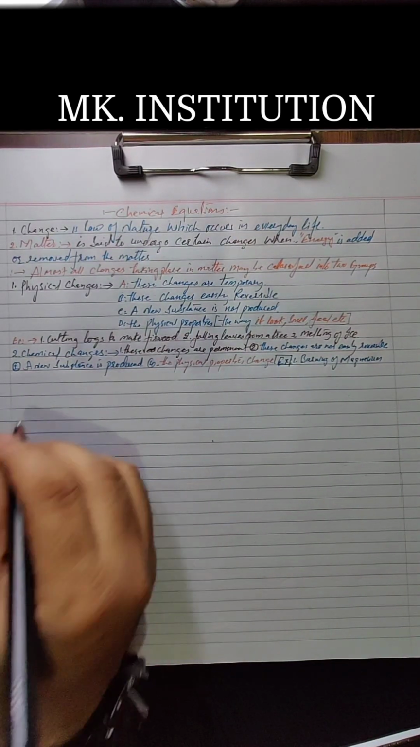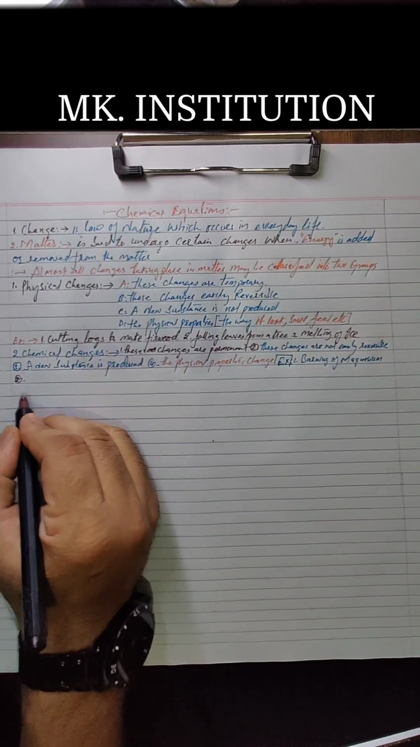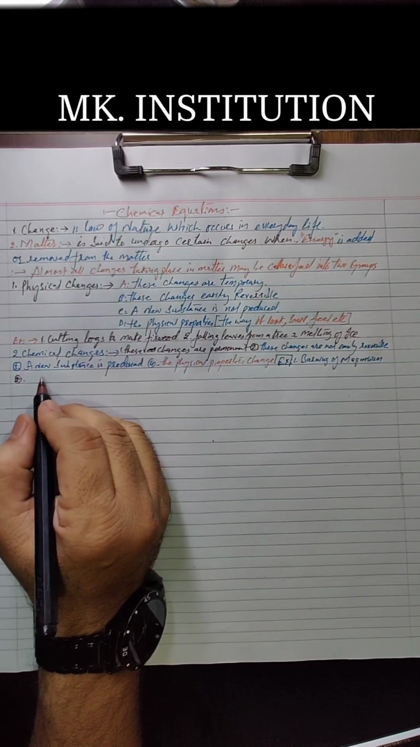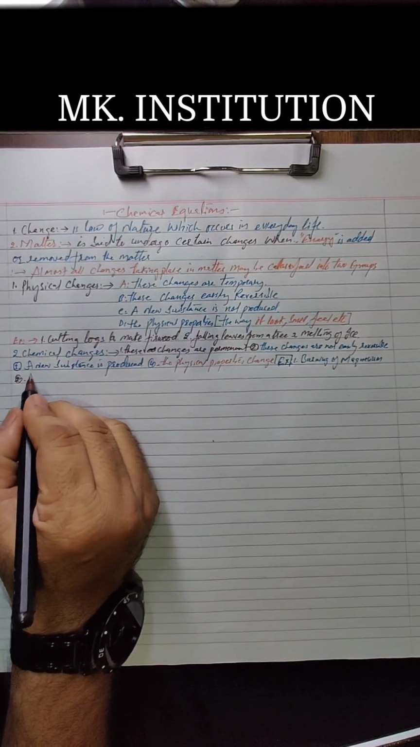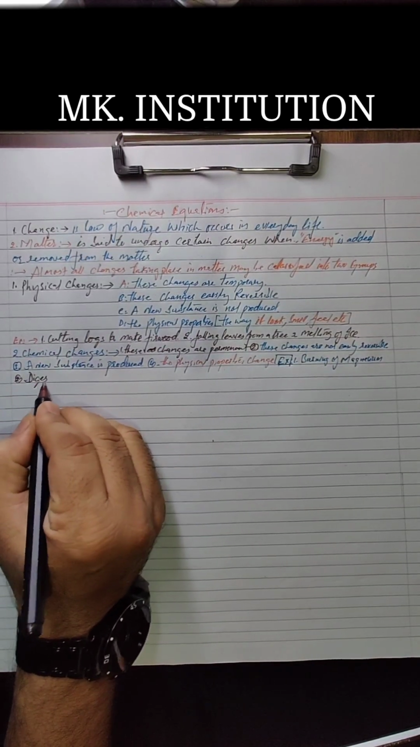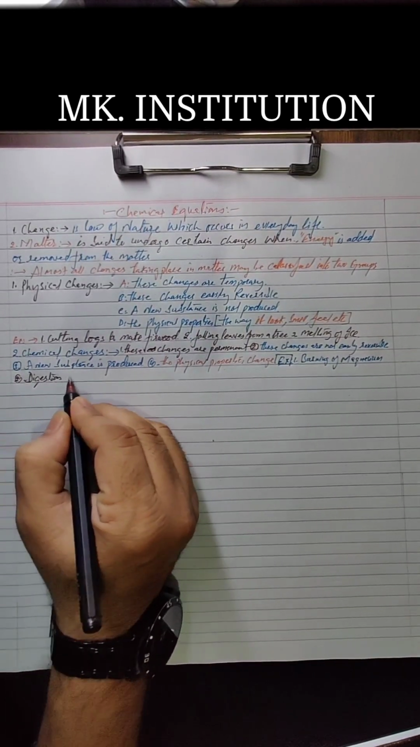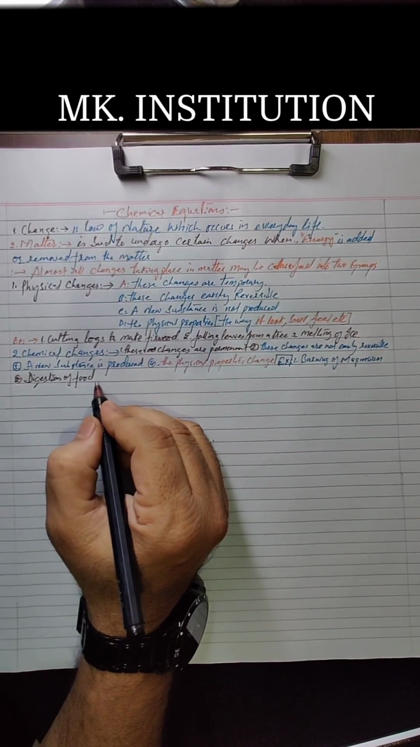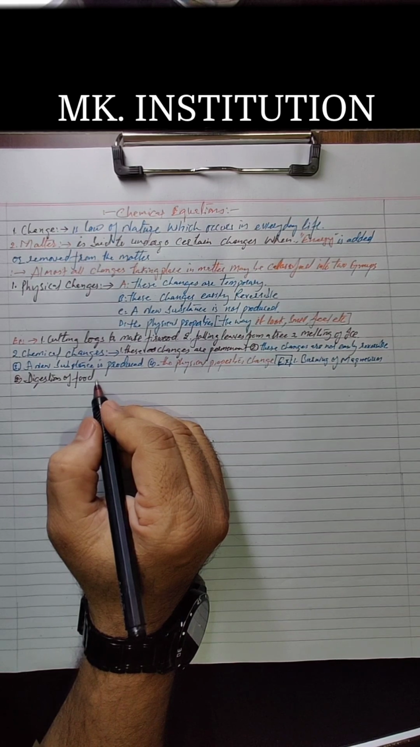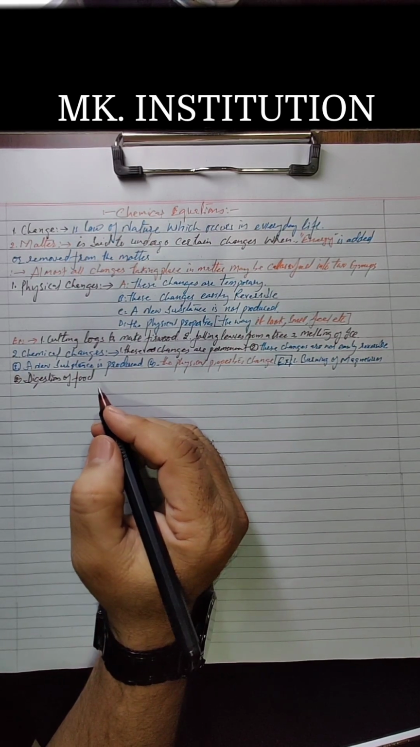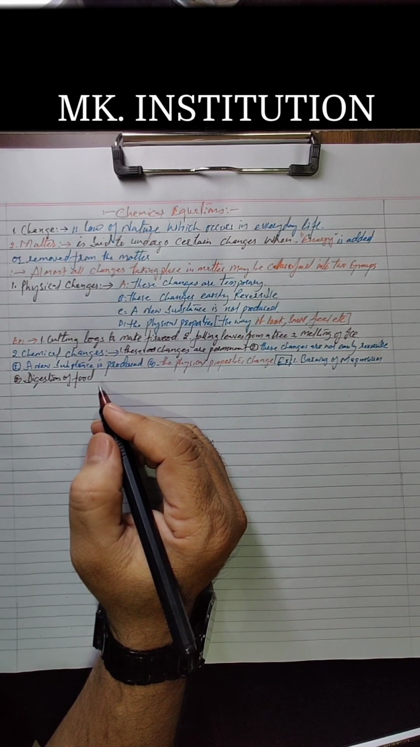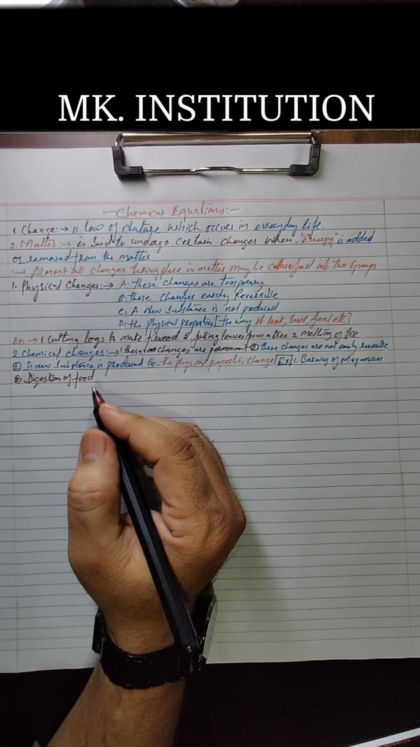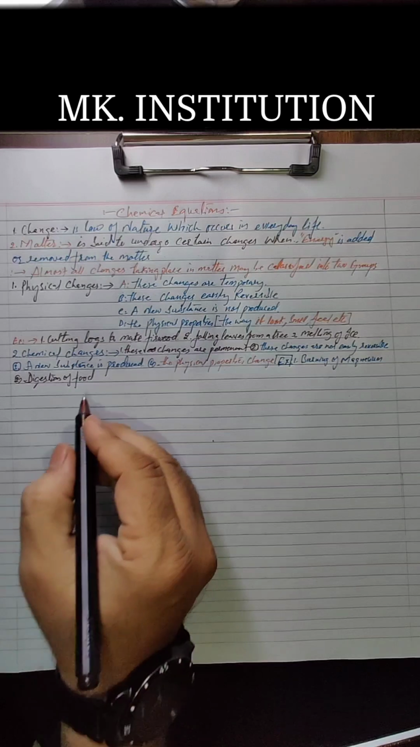And the second example for chemical changes, a very good example, is digestion of food. The food takes nearly 3 to 4 hours to digest. Whatever food you eat, veg or non-veg, it takes 3 to 4 hours to digest. And from digested food, we can't get the same food again. Clear? So it is a good example for this.